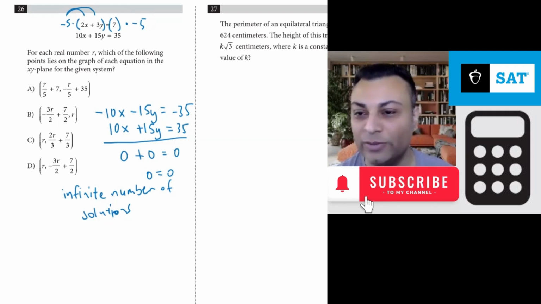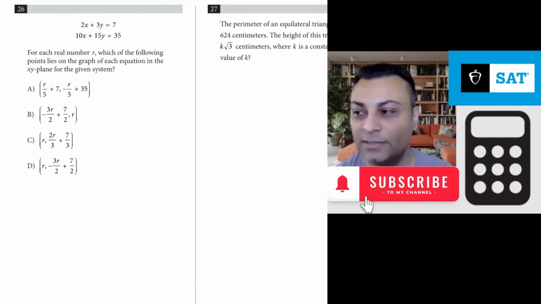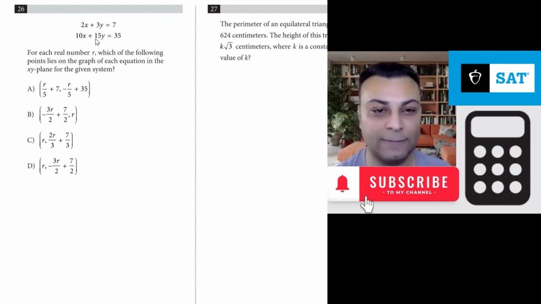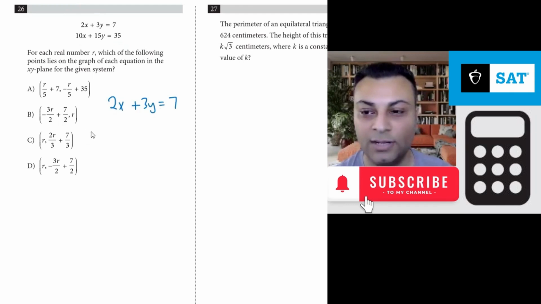Okay, so now we need to write down these lines. Let's do them y in terms of x and x in terms of y. I'll work with the first line. The second line is the same line. If you divide this by 5, you get the first line anyway. So let's write this down. 2x plus 3y equals 7. I'll do it once here. I'll solve for y. And later on, I'll solve for x.